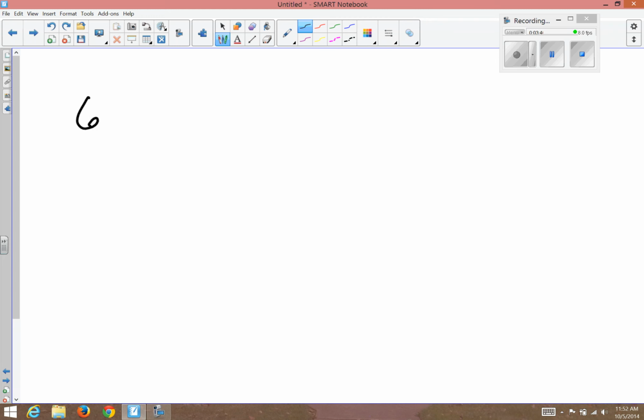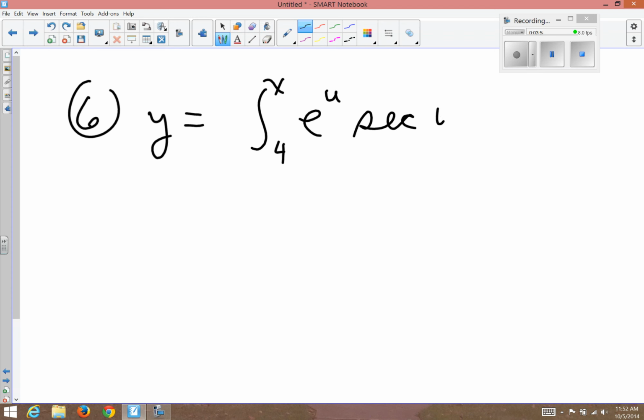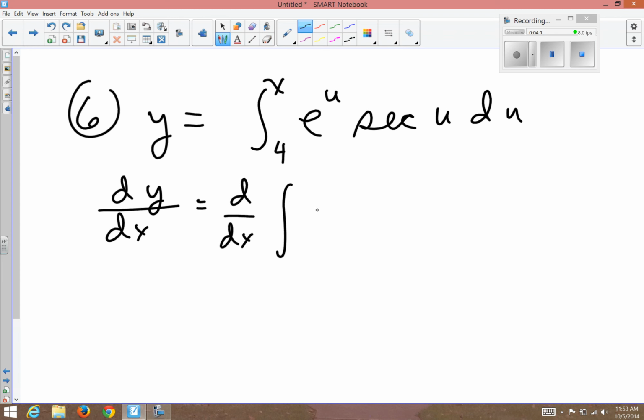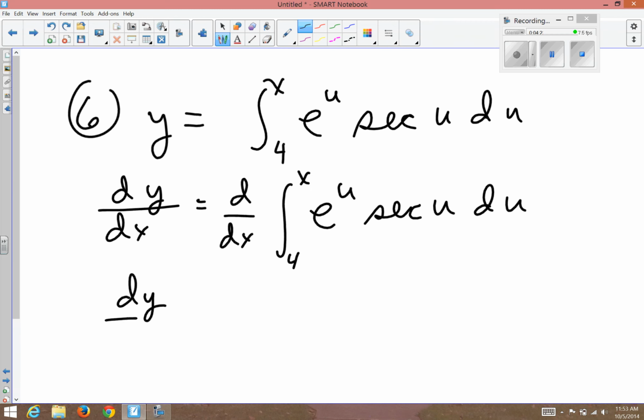Let's look at number 6. Given y equals the integral from 4 to x of e to the u times secant u du. So we're going to take the derivative of both sides with respect to x. The derivative of the left side with respect to x would equal the derivative with respect to x of the right side. So the derivative of y with respect to x.